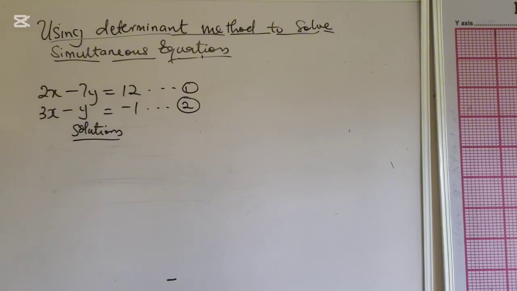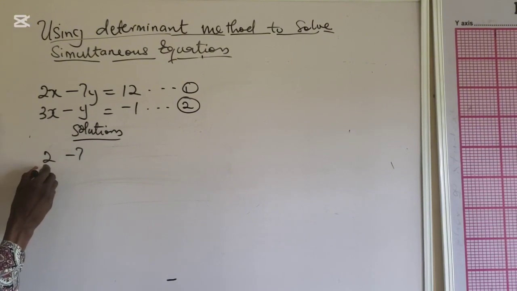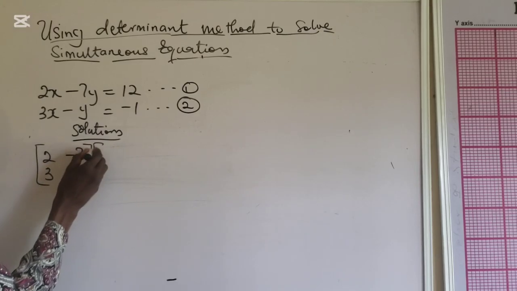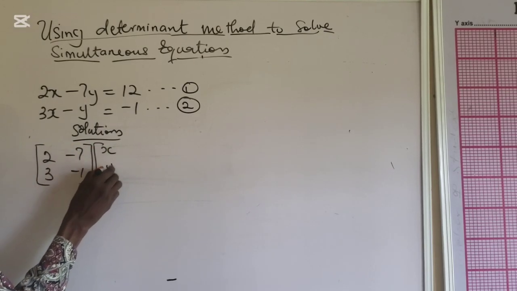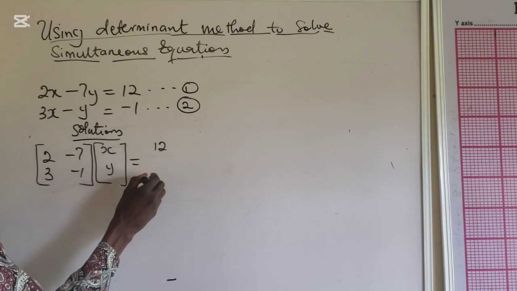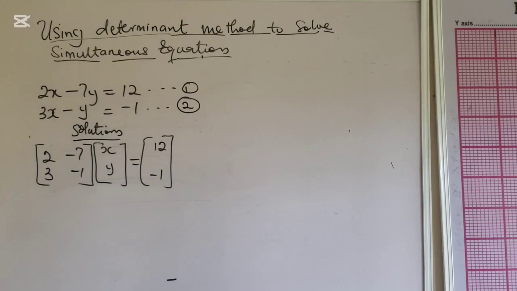So first of all, you pick the coefficient of the alphabet. That is the first thing you have to do. Here is 2, here is minus 7. Here is 3, here is minus 1. Then the alphabets that are involved, there are 2 alphabets, X and Y, is equals to 12, and here is minus 1.